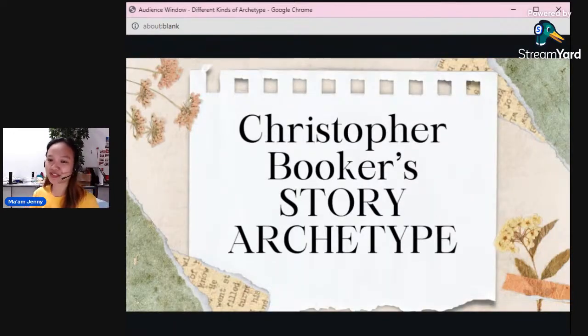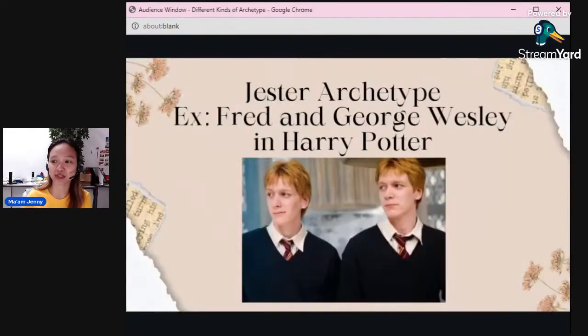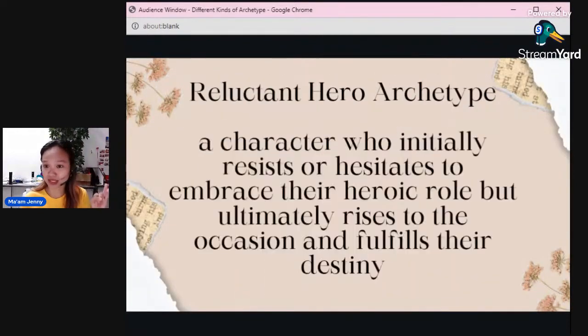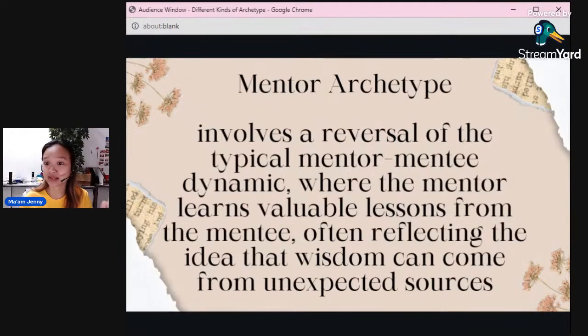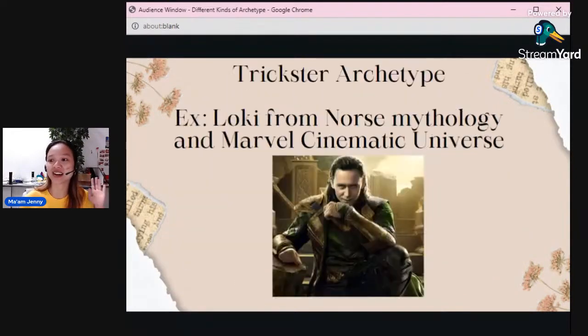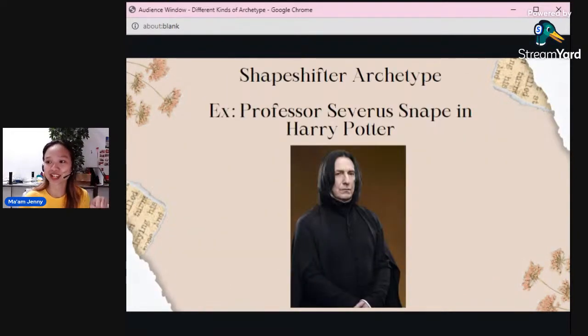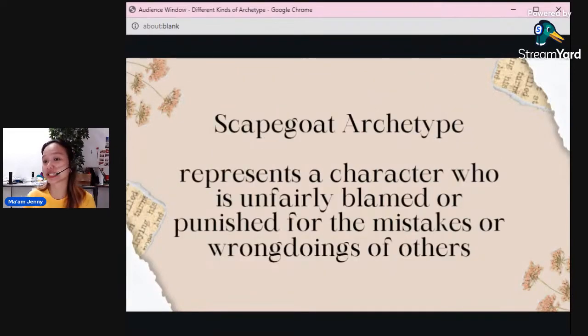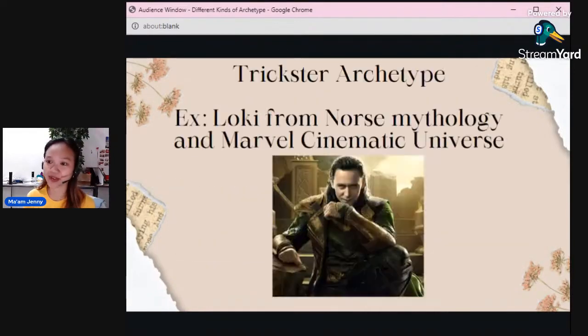Now, those were the seven kinds of archetypes. So let's have a review. Jester, reluctant hero, mentor, femme fatale, trickster, shapeshifter, and the scapegoat archetype, okay?